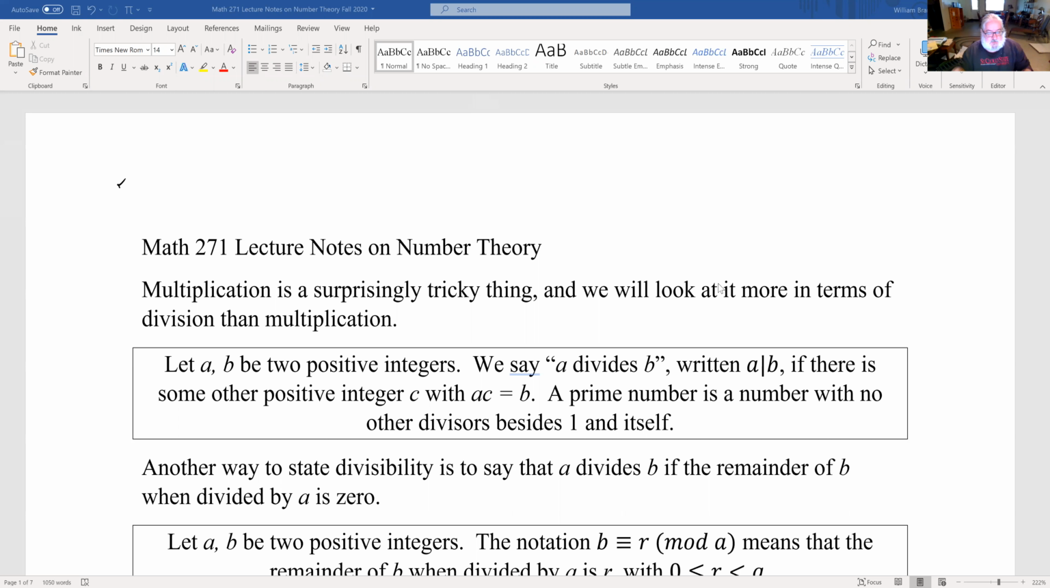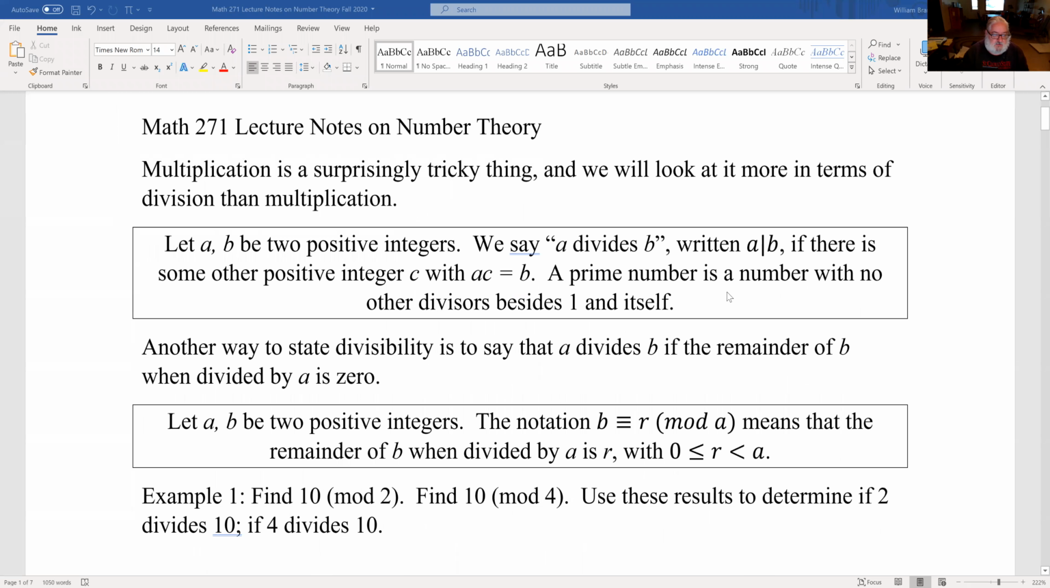Okay, so lecture notes on number theory. Multiplication is trickier than you'd think, so we're going to look at multiplication a little bit in terms of division and multiplication. And we're dealing with positive integers here.